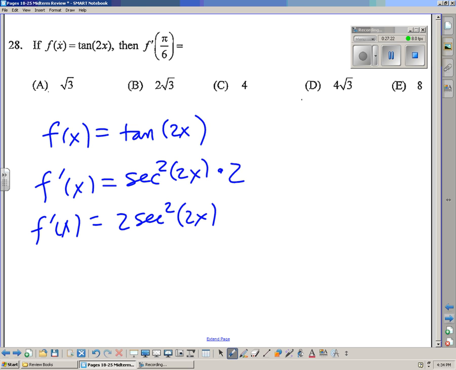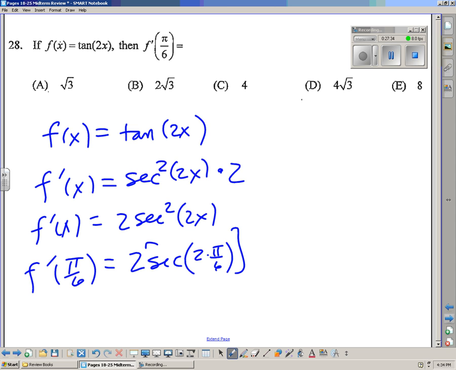Now, what's interesting is we have to find f prime of pi over 6. And some of your trig scares me a little bit occasionally. F prime of pi over 6 would be 2 secant of 2 times pi over 6, squared. So from here we get 2 secant of pi over 3, that's what 2 times pi over 6 is, squared. Pi over 3 is 60 degrees.